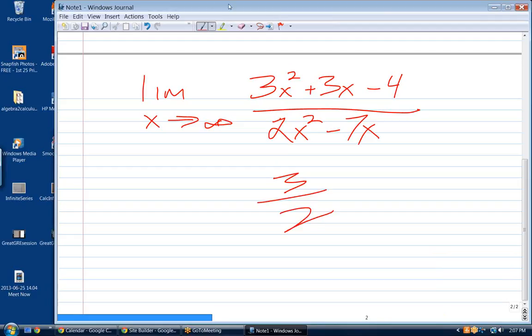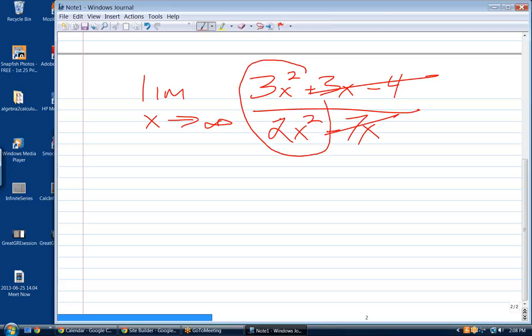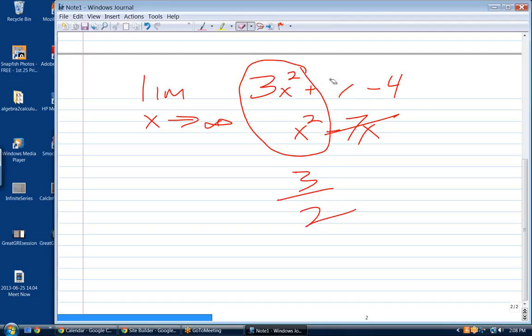Yes, 3/2. As far as end behavior goes, whenever x is going to infinity, the only term you really need to pay attention to is the highest exponent term. These become insignificant compared to the big one. So we can basically eliminate those and just deal with that. Then the x squareds divide out, so you're left with 3 over 2. Okay.